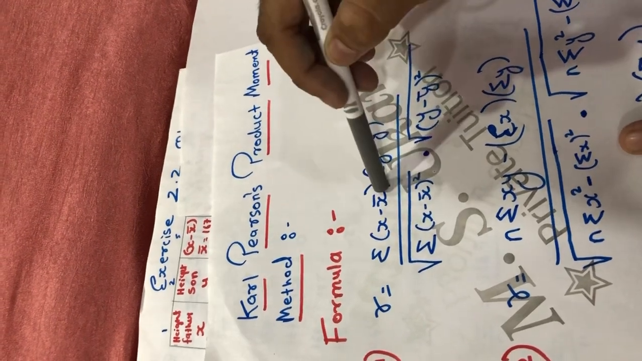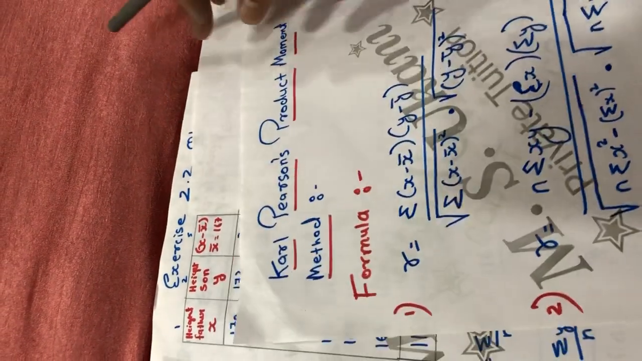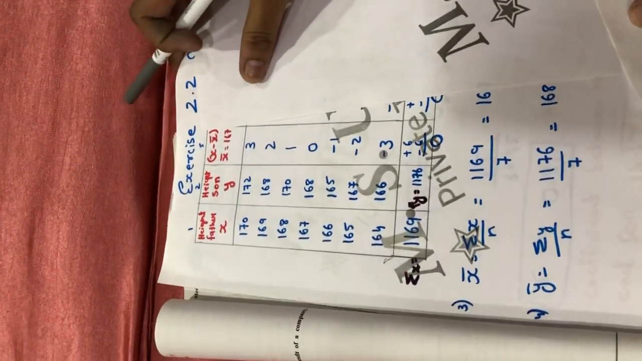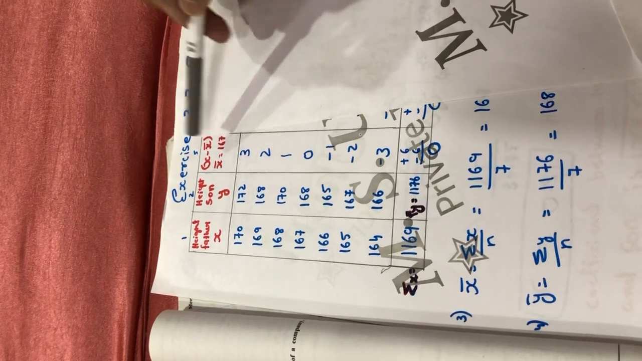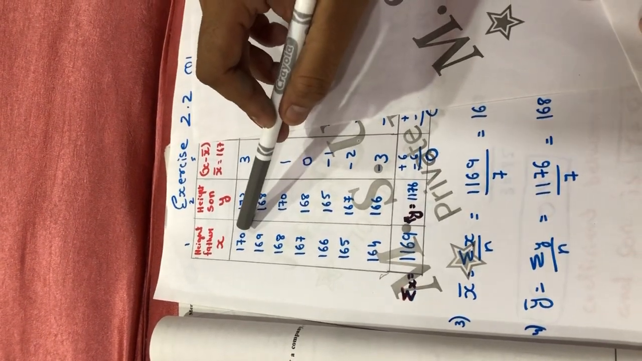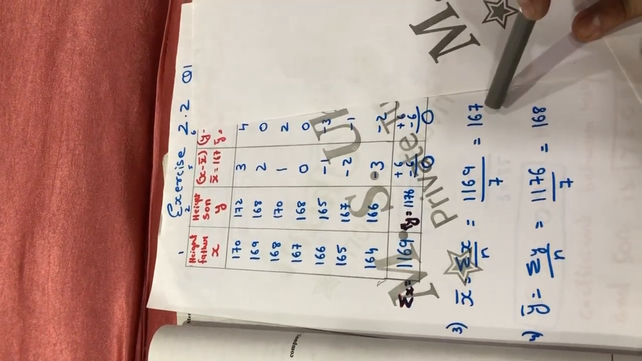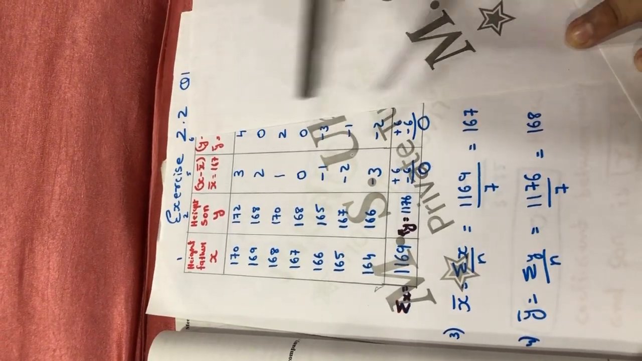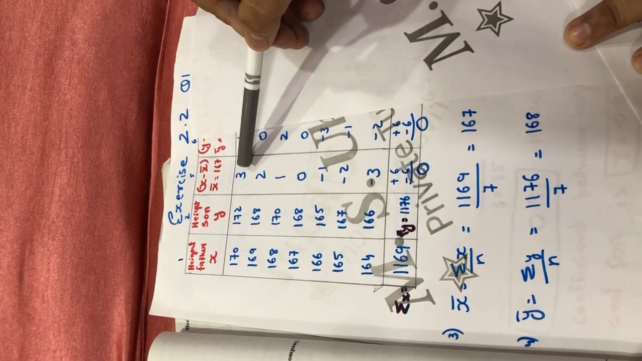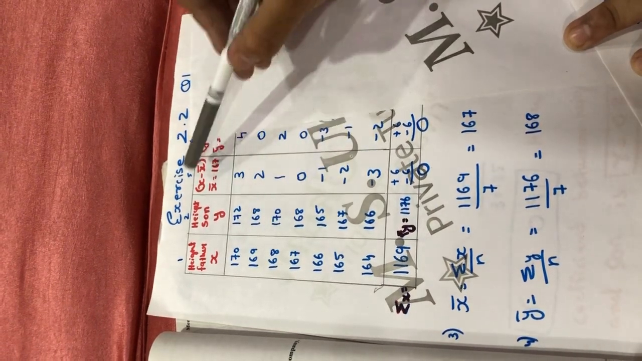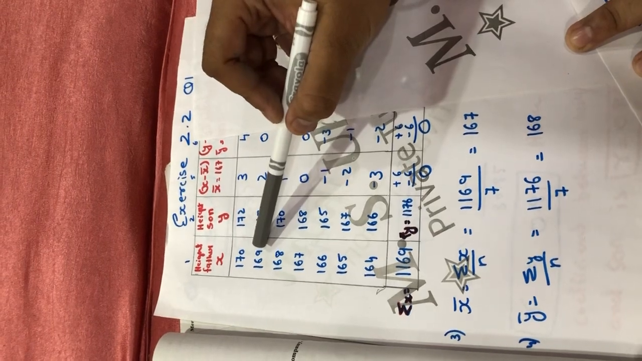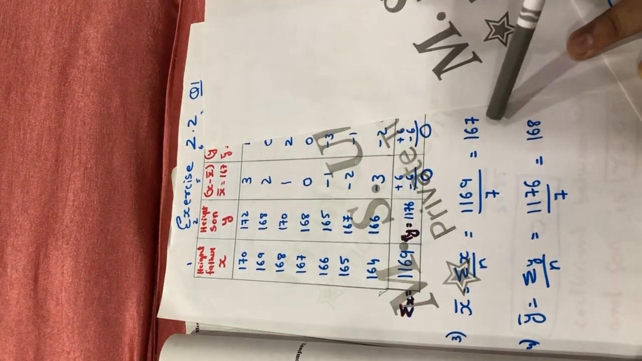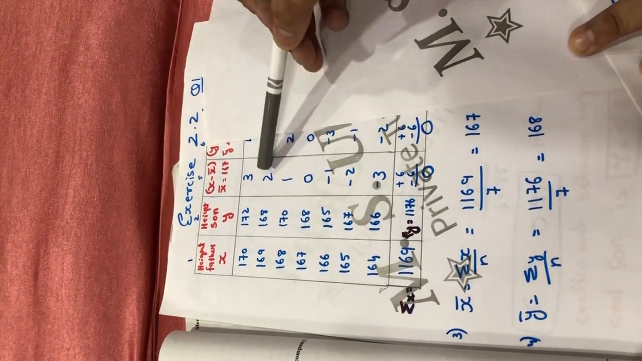So first of all, we will prepare the column x minus x bar. Here I have made the column x minus x bar. Now x means 170 and x bar is 167. So from 170, if we subtract 167, we will get 3. Next one, x minus x bar. X means 169 and x bar is 167. So from 169, we subtract 167, we will get 2.